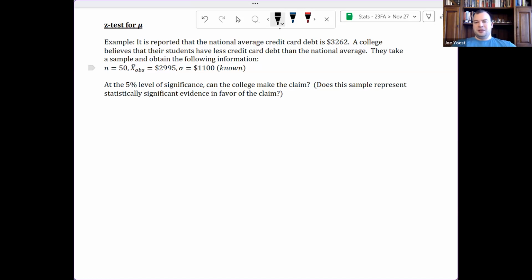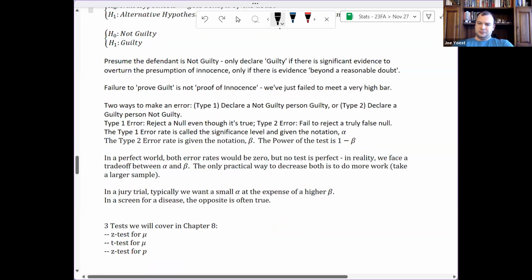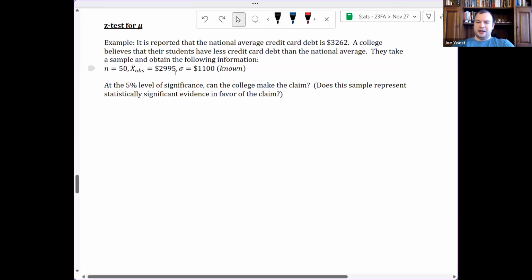But of course, we know that there is variation, right? Well, suppose that we know that the standard deviation of credit card debt for our population of students is 1,100. And we know that there's going to be some standard error in X bar. So in essence, we can think of having an interval estimate surrounding $2,995, something like that.